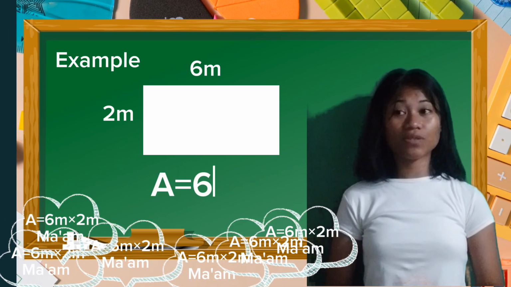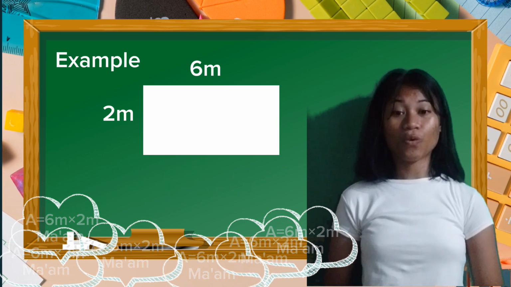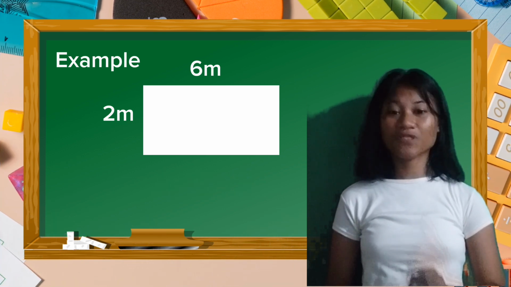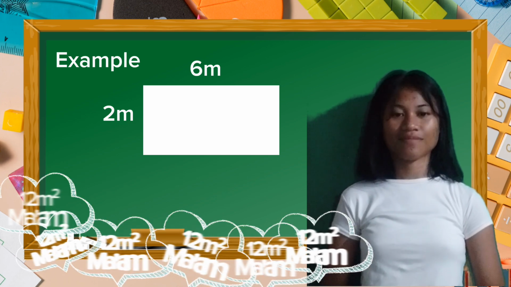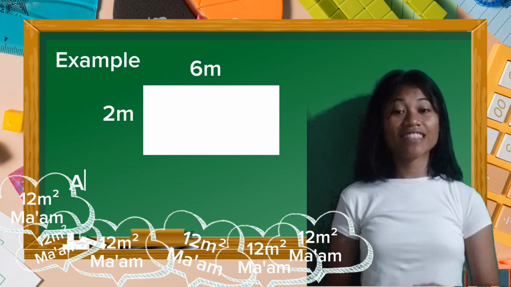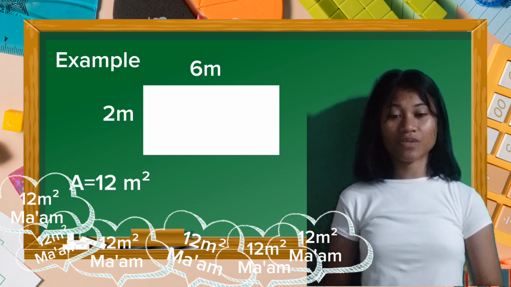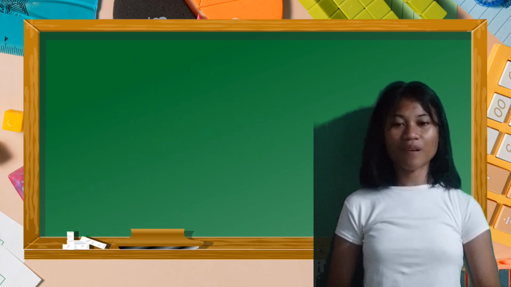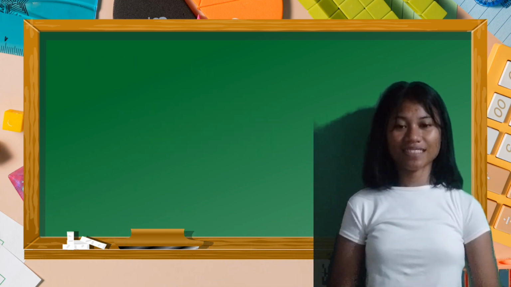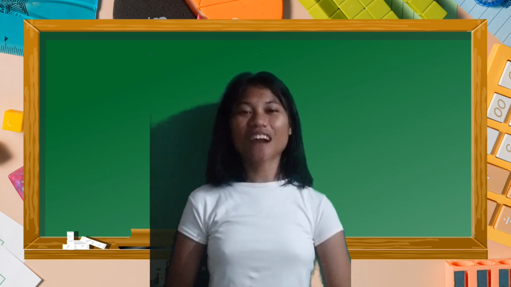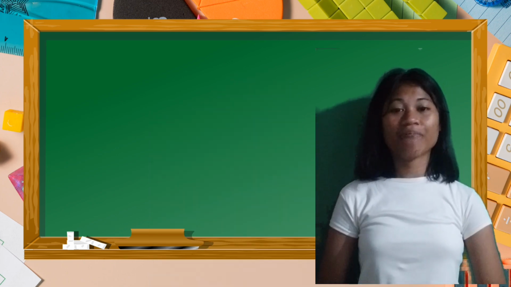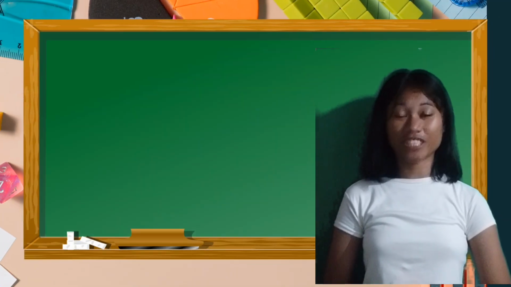A equals 6 times 2. And what's our final area? Don't forget the units. Perfect! A equals 12 meters squared. Great job remembering the square units. So now, let's get you actively involved. I'm going to hand out a measure and calculate worksheet.